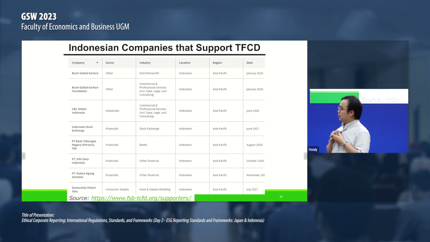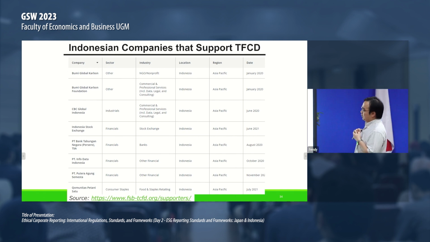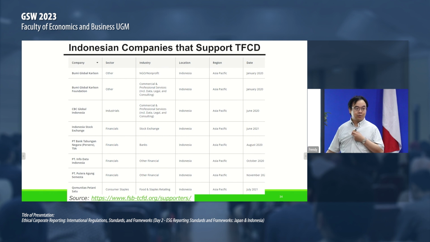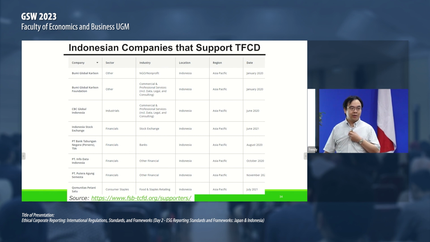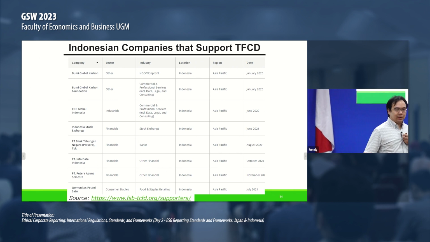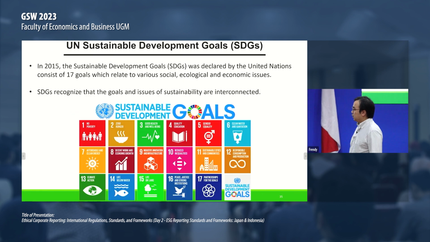What type of companies support this standard at this moment? We have 2 others, 1 industrial, and 4 financial companies. Okay, so even in Indonesia, one of the developing markets, we can see that the majority of the companies that support these standards are financial related organizations. Right.